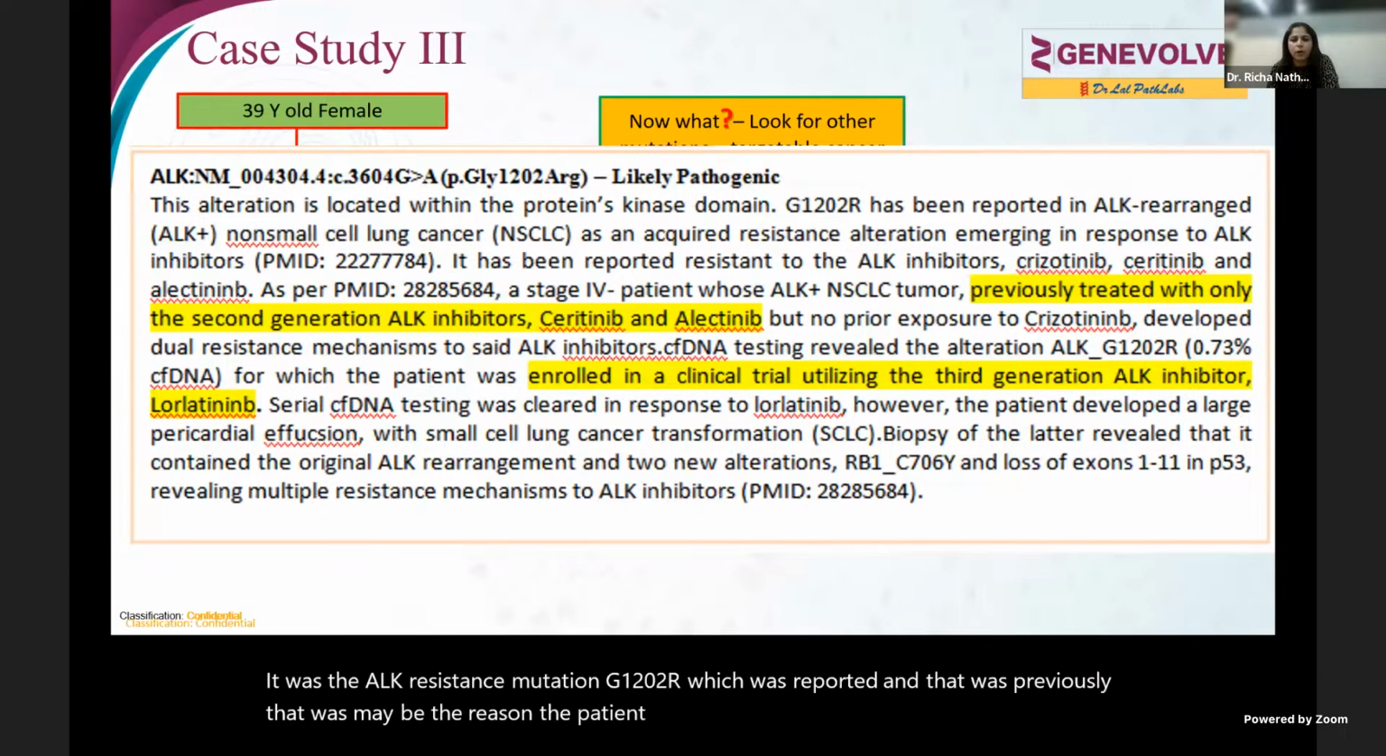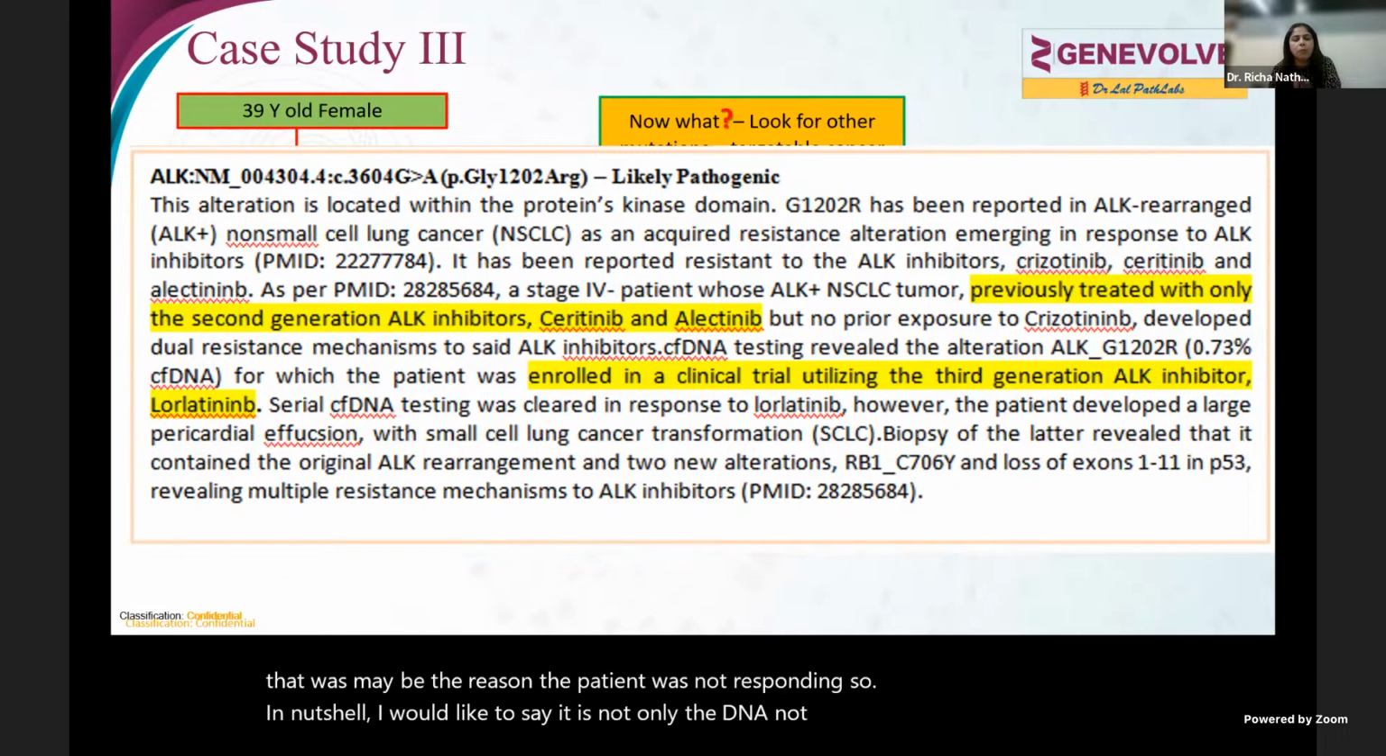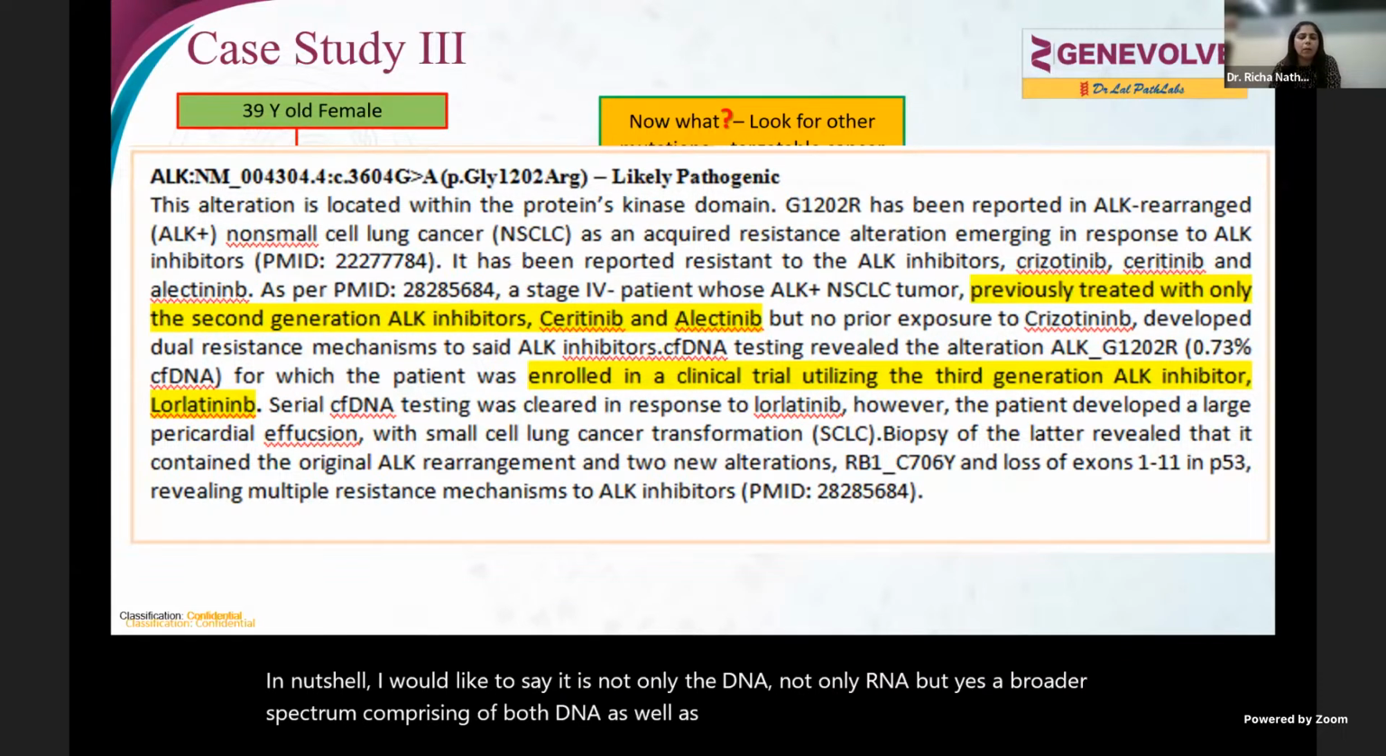maybe the reason the patient was not responding. So, in a nutshell, I would like to say it is not only DNA, not only RNA, but yes, a broader spectrum comprising both DNA as well as RNA can help decide the treatment for the patient.